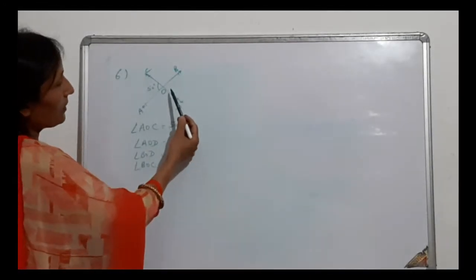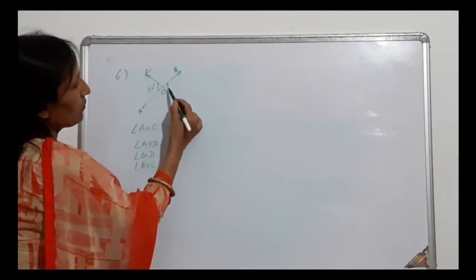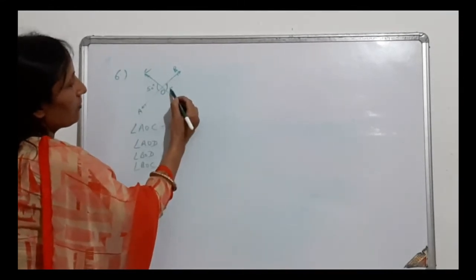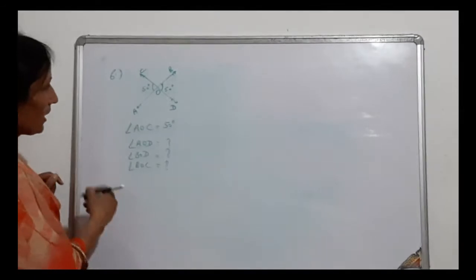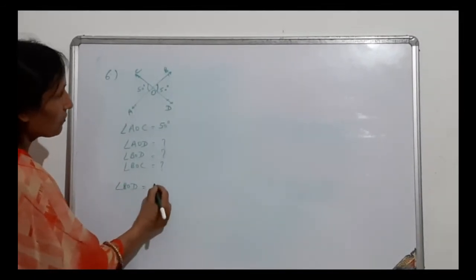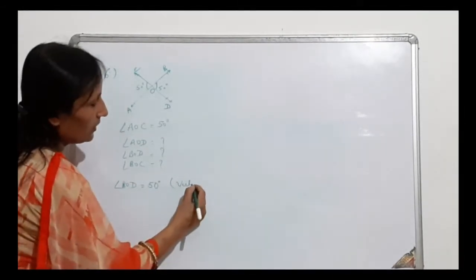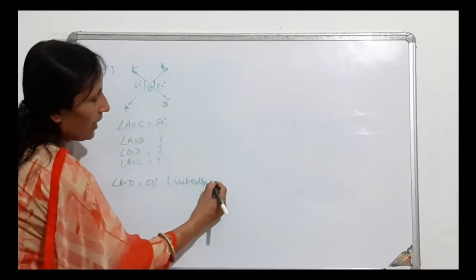So by the figure it is very clear that, by vertically opposite angles, this angle BOD will also be 50 degrees. So we can write here angle BOD is equal to 50 degrees. In brackets you can write vertically opposite angles.